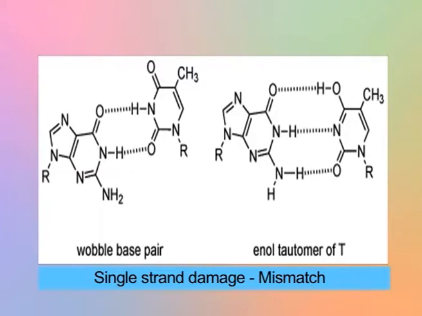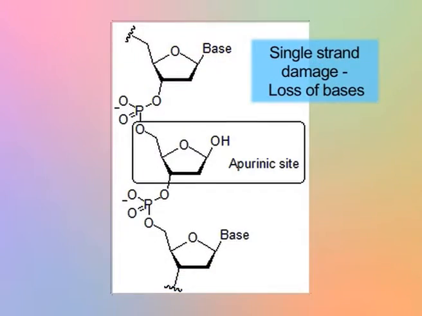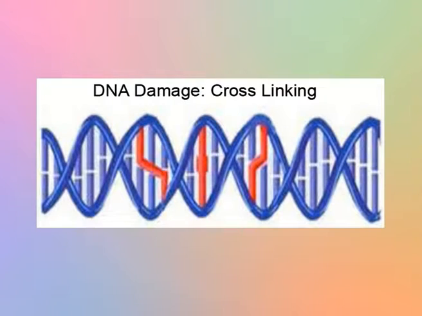The forms of DNA damage may be concentrated at a single strand, so there is a backup on the other strand, or it may be double-stranded damage. Single-stranded damage includes base modification, mismatches, strand break, loss of base as well as cross-linking. Let's talk about them individually.